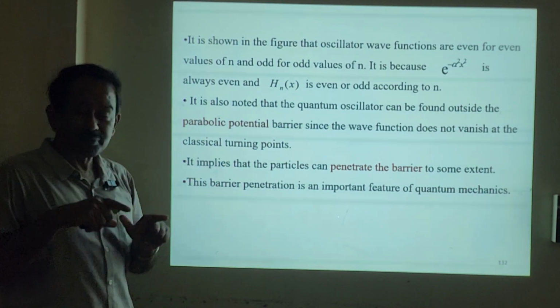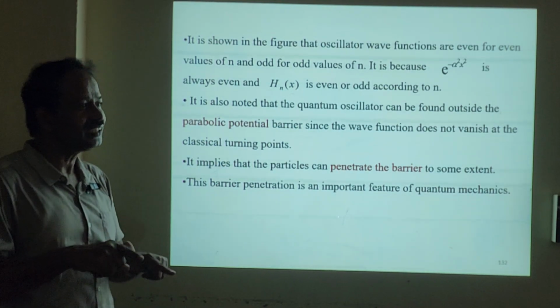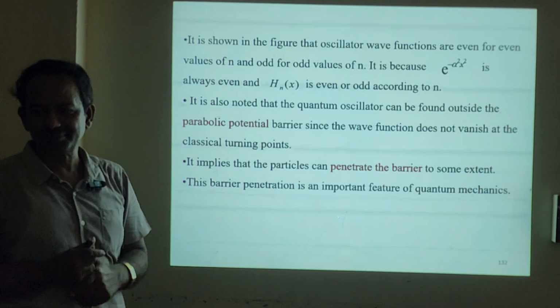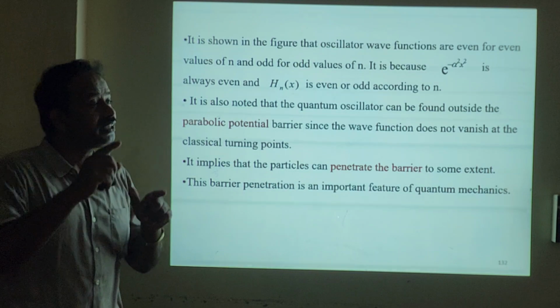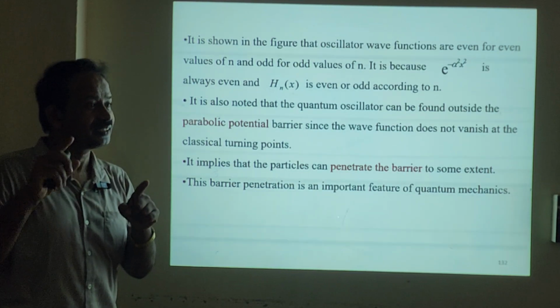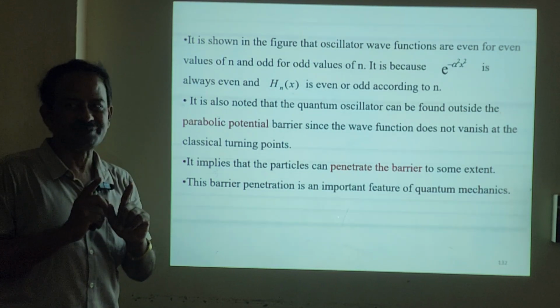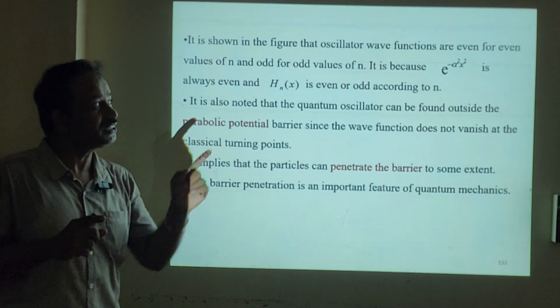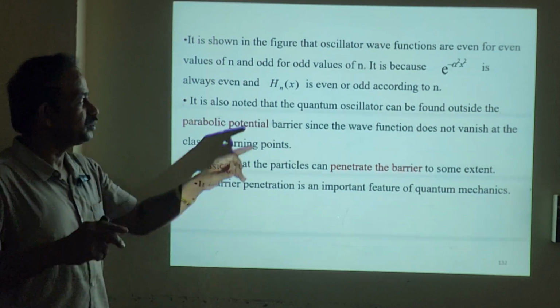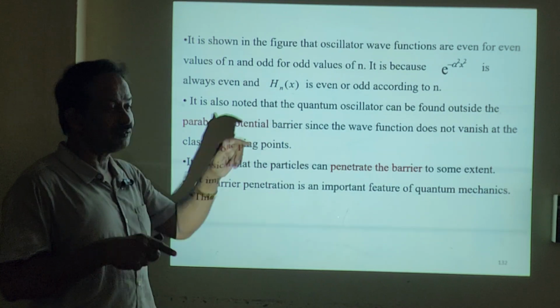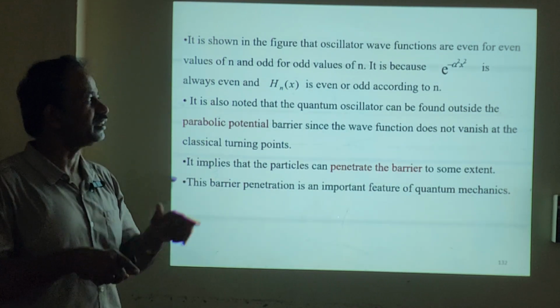Hn is a Hermite polynomial which will decide whether it is an even function or odd function, whereas this factor will always be an even function. The exponential here is in x squared, so it will always be an even function. So this Hermite polynomial will decide whether it is odd or even.